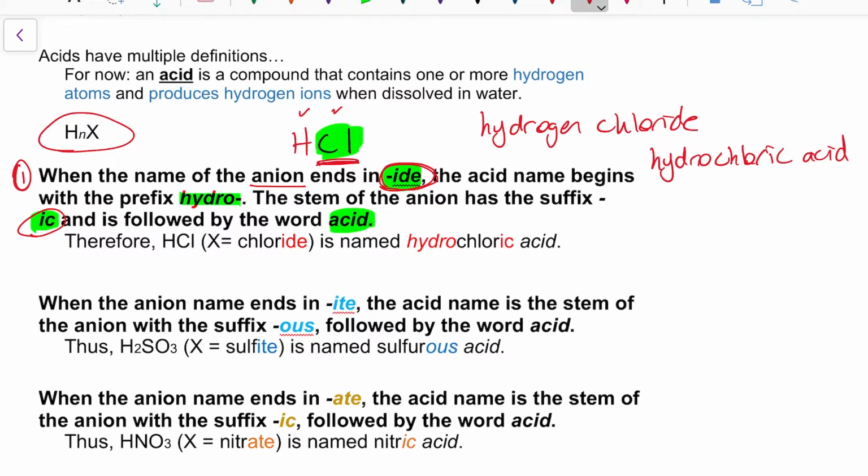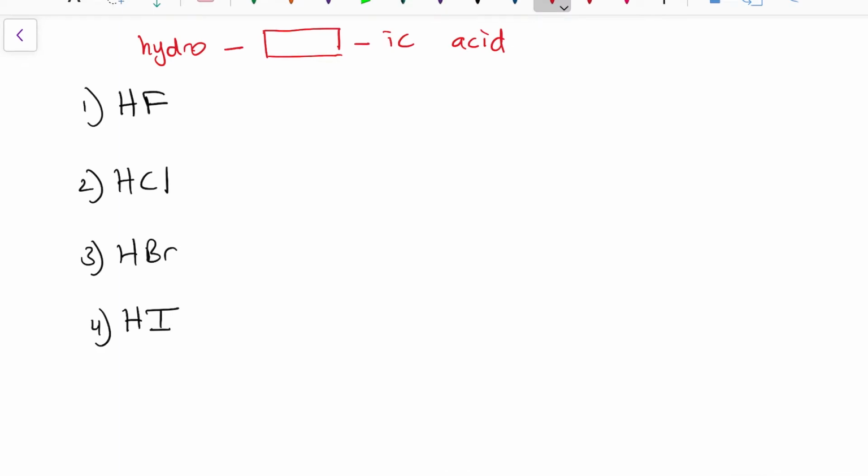Let's look at the rule again. When the name of the anion ends in IDE, the acid name begins with hydro. The stem of the anion, in other words, the chloride, becomes chlor, and then it gets the suffix ic, hydrochloric acid. All right, so here are 4 sample problems. These are all binary acids. They all have H and an anion. The anions all end in IDE.